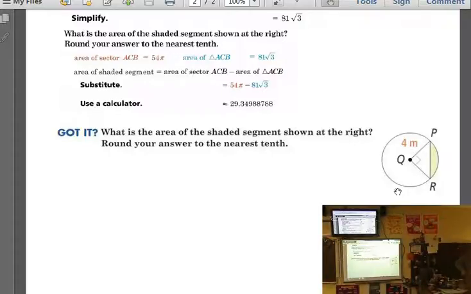So are we trying to find the area of the segment? Yeah. But to get there, you have to find everything else also.